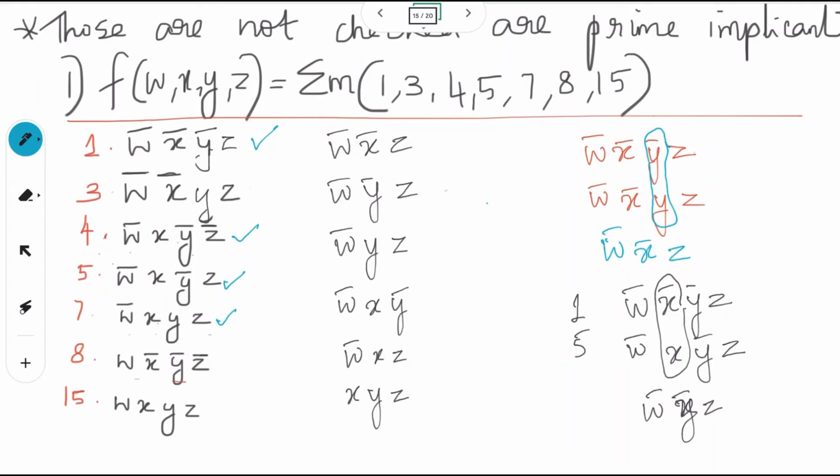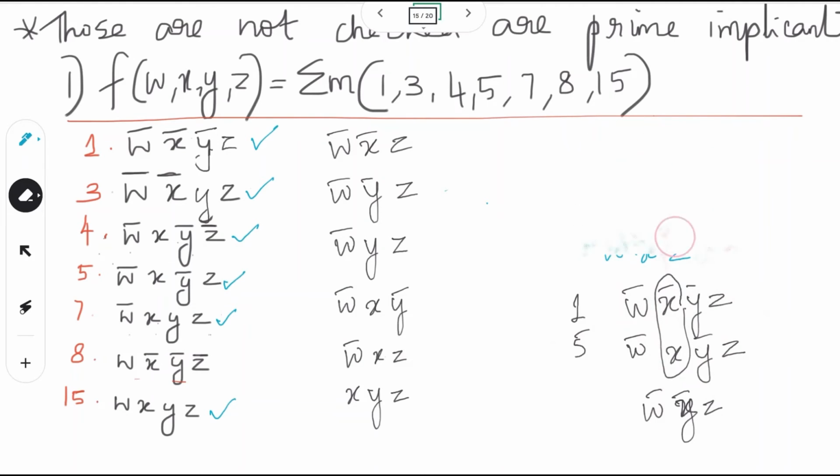Then you have w bar yz. So this also should be a tick mark. Then the next term is w xyz. So this also should be a tick mark. So once you have finished this step, the next step is again to continue with the next list.